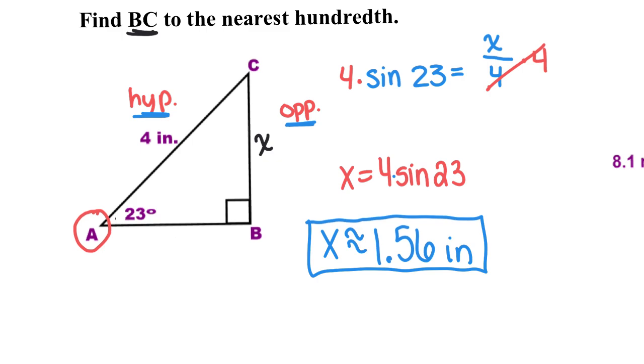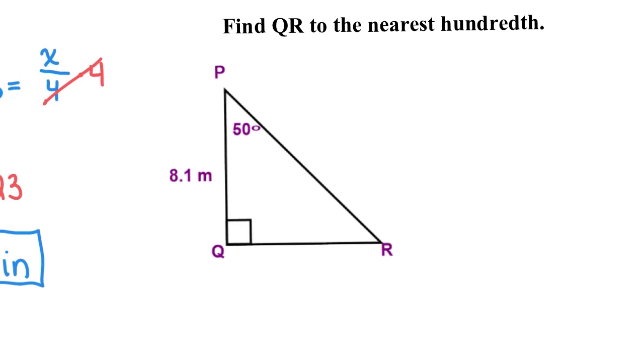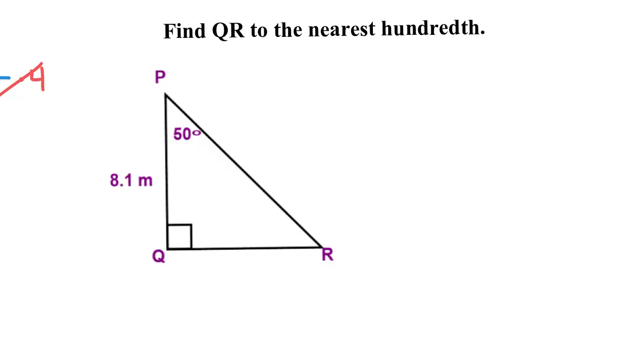All right. So now on the second example, we're looking for QR. So I'm going to call QR our side x. And again, I'm going to circle the angle that we know. So we know this angle P. And now we can go ahead and list our sides. So the side that we're trying to find, x, that side is opposite. And the side we know, PQ, is adjacent.